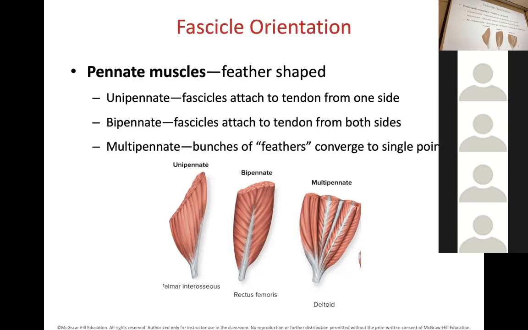So just know generally those shapes and kind of descriptions of the shapes, and then the examples that are given here. Don't worry about palmar interosseous. I won't ask you about that, but just know the examples that are under each of those fascicle orientations, and that's really all you need to know for the fascicle stuff.